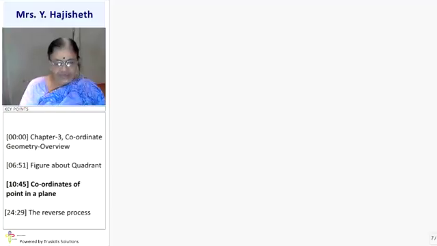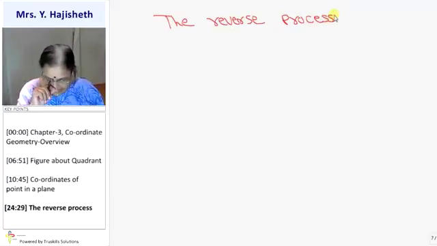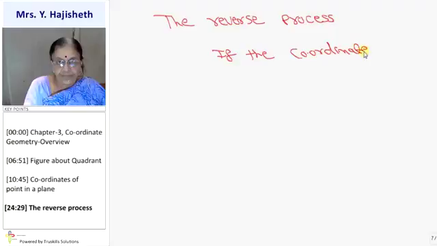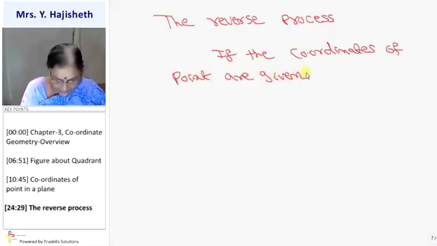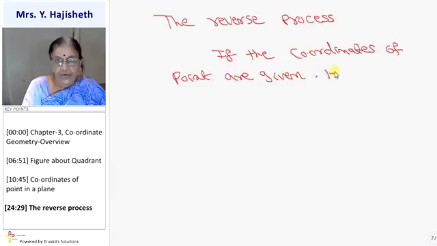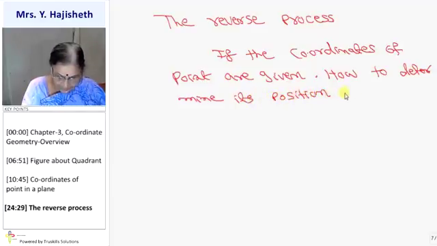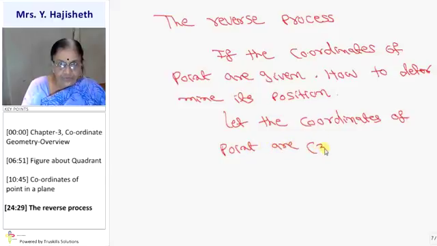Now the reverse process. Suppose the coordinates of a point are given and how to determine its position. Okay. Now the reverse process, if the coordinates of a point are given, how to determine its position in a plane, okay? Let the coordinates of the point be (3, 5), suppose, okay?